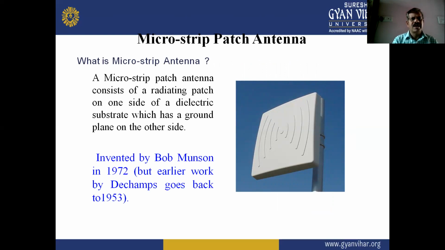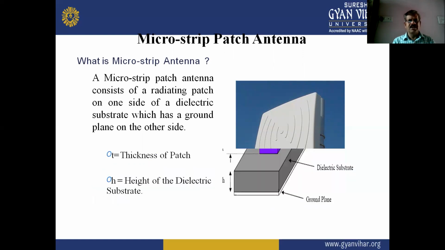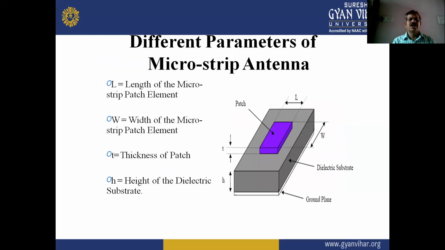So what is a microstrip patch antenna? A microstrip patch antenna consists of a radiating patch on one side of a dielectric substrate, which has a ground plane on the other side. It was invented by Bob Munson in 1972, but earlier work goes back to 1953. So there are different parameters of the microstrip antenna.